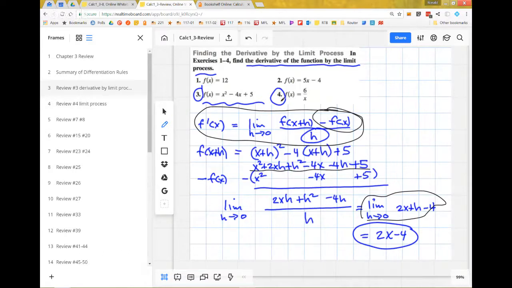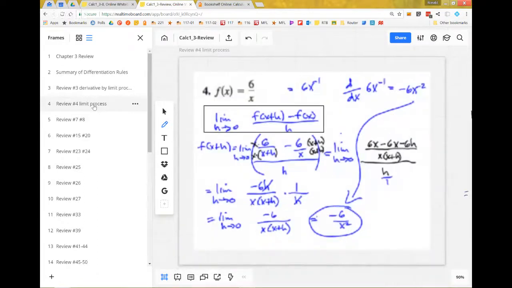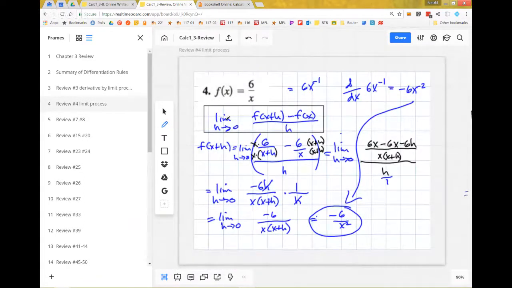We'll also take a look at number 4, which, of course, has a quotient in it. So here's number 4. Once again, we need to do this limit as h approaches this thing in the box here. The difference quotient and the limit as h approaches 0. So 6 over x could be written this way as 6x to the negative 1. We need to take the derivative of that. We can use the power rule. I mean, that's the shortcut.